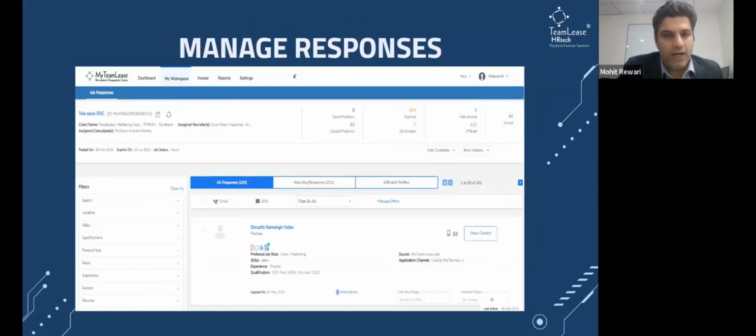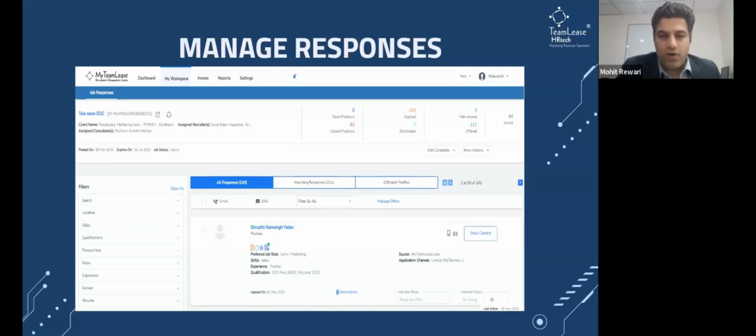Similarly, if we look at the other part, what kind of job responses we are receiving. Let's suppose for a particular job we received 100 responses. Out of them, how many are matching the profile, and with what kind of ranking? Is it an 80% match, or a 90% match? Is it ranking in the top 10, or the top 20? The system is able to give you that on a real-time basis.